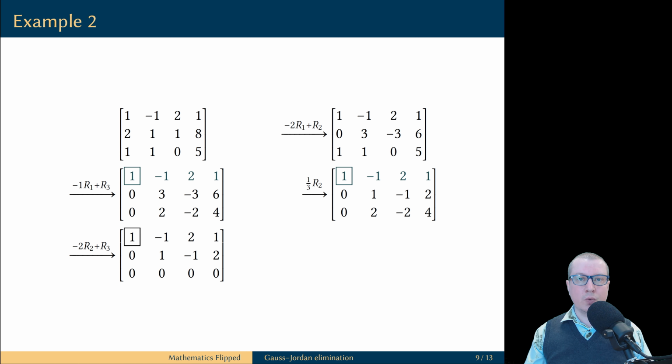Now we need to work our way from the bottom to the top to clear all the entries above the leading ones. We start at the lowest leading one, which is located in row number 2, and we need to make the entry above this to be equal to 0. That means we multiply row 2 by -1 and add this row to row number 1. Now, this matrix is in reduced row echelon form. Let's solve the linear system which is represented by this matrix.